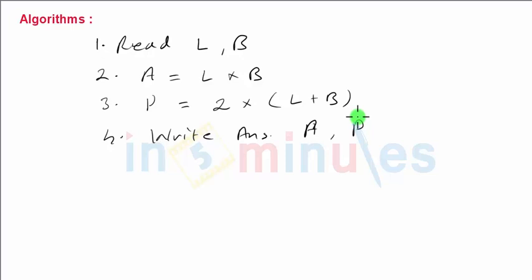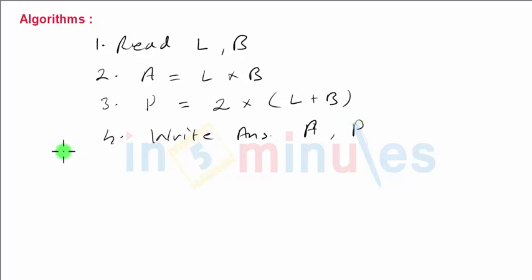Now here you can see there is no value mentioned as to what we are really evaluating. There is no area, no perimeter, no length and breadth. We just mentioned the 4 steps: from the given problem, read length and breadth, then calculate area as L into B, then calculate perimeter as twice (L plus B), and then the last step is to write the answer, what you got for A and what you got for P. That is how we write the steps to solve any given problem.